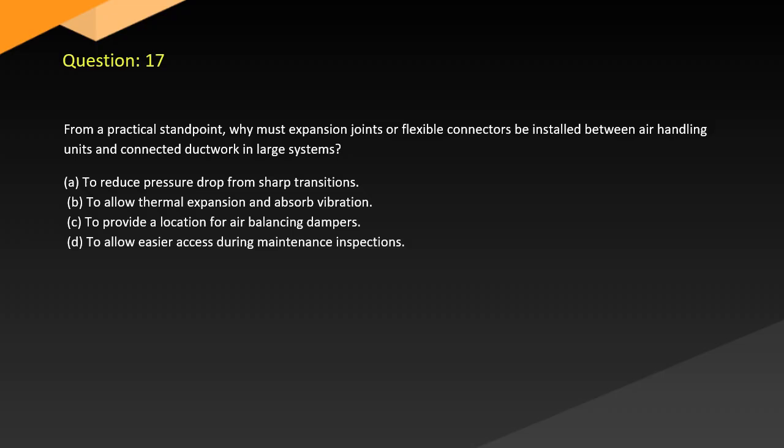Question 17. From a practical standpoint, why must expansion joints or flexible connectors be installed between air handling units and connected ductwork in large systems? A. To reduce pressure drop from sharp transitions. B. To allow thermal expansion and absorb vibration. C. To provide a location for air balancing dampers. D. To allow easier access during maintenance inspections.